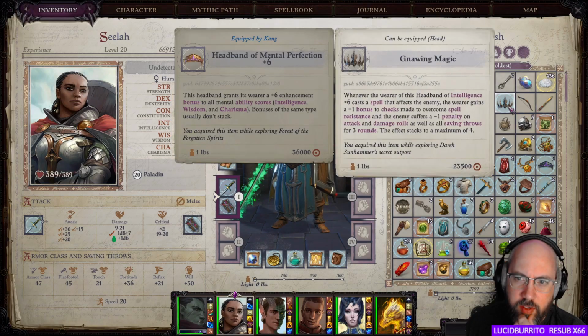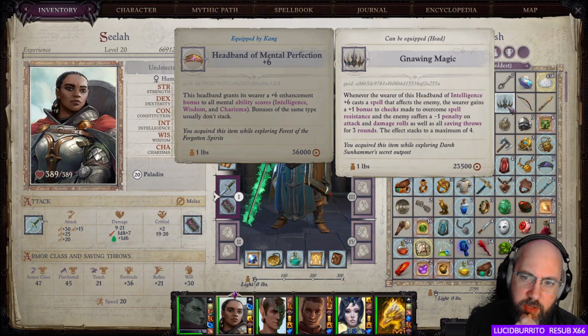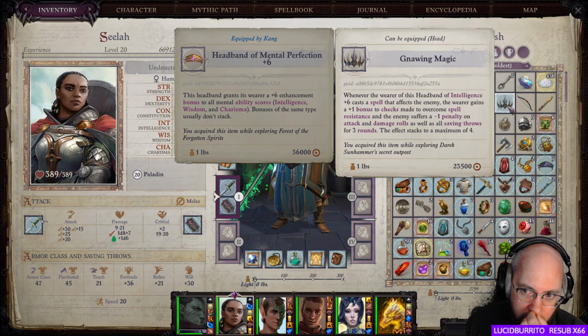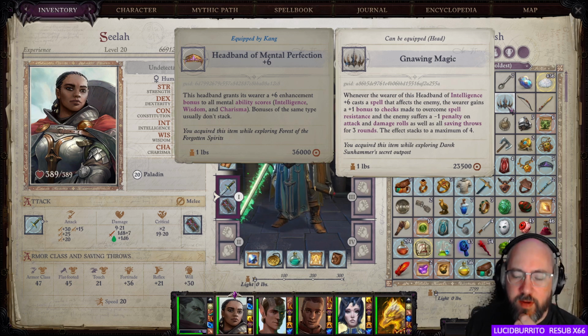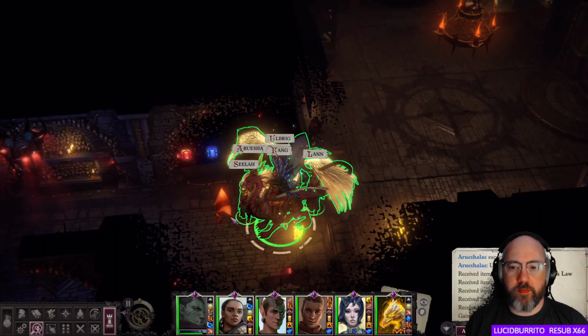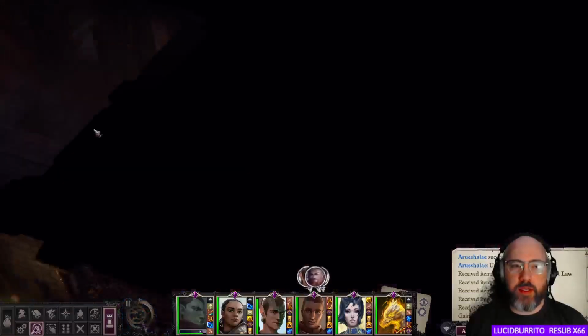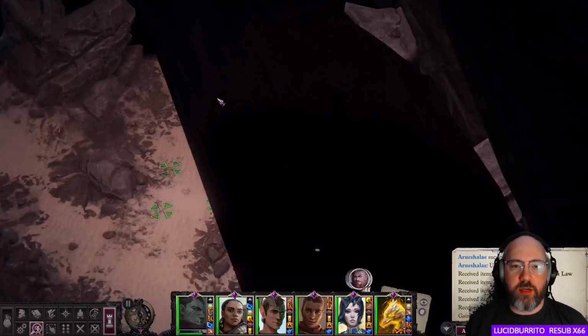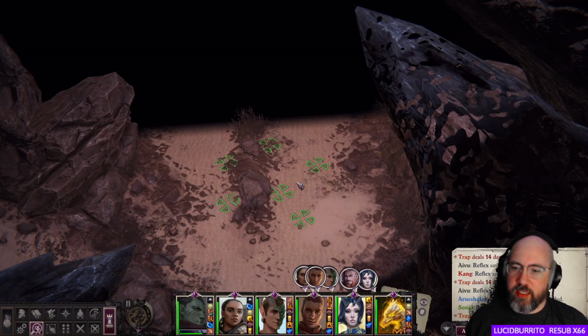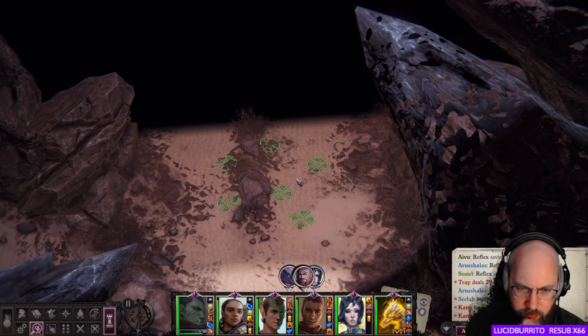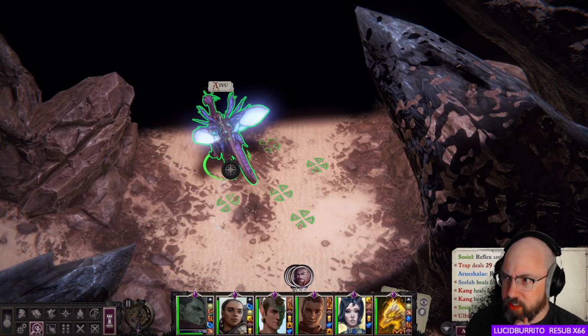What's this? Gnawing magic. Whenever the wearer of this headband of intelligence +6 casts a spell that affects an enemy, the wearer gains +1 to checks made to overcome spell resistance, and the enemy suffers -1 to attack and defense, as well as saving throws for 3 rounds. The effect stacks up to a maximum of 4. That's pretty cool. I think I'd rather have intelligence, charisma, and wisdom +6 rather than just intelligence +6 and a couple of like niche side bonuses.